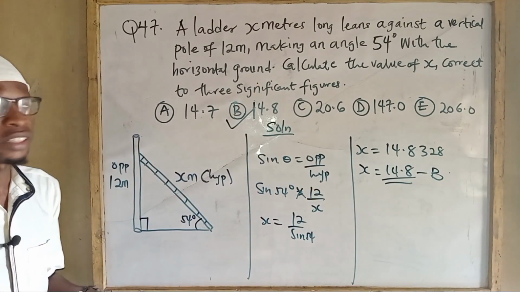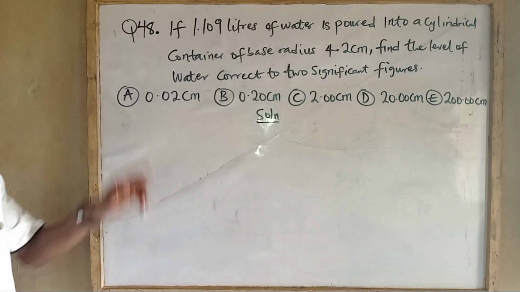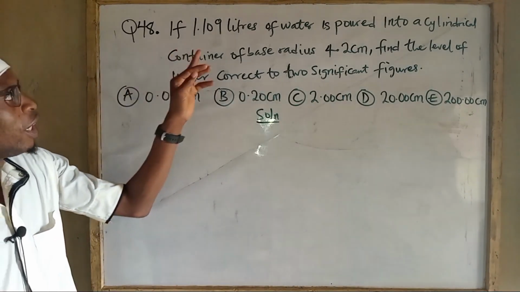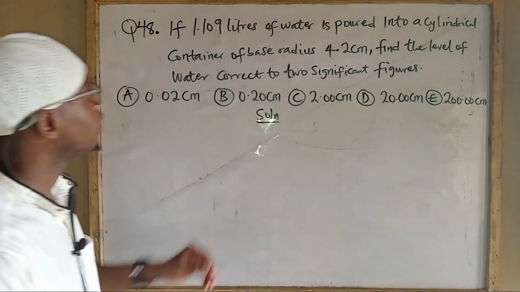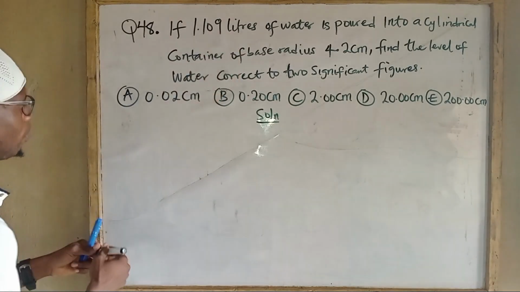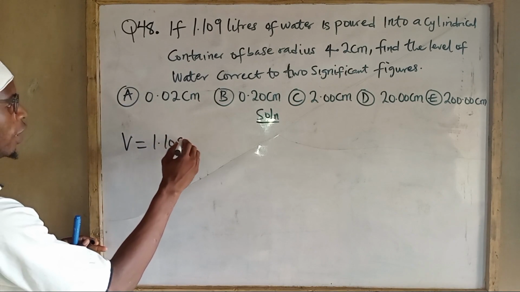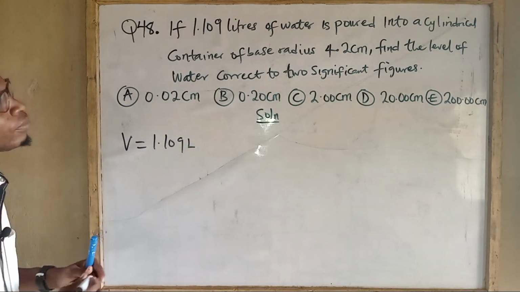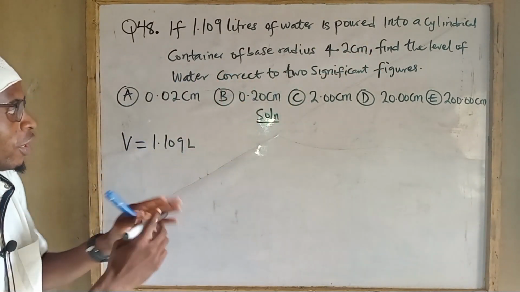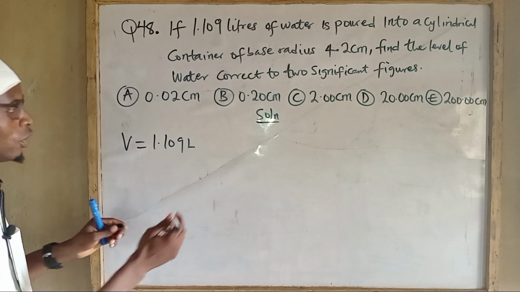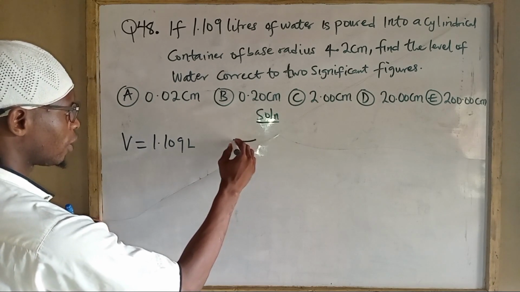So I believe that is clear. So let's move to question 48. Question 48 says, if 1.109 liters of water is poured into a cylindrical container. Now, this means volume. Volume is equal to 1.109 liters. Is poured into a cylindrical container. We know the container now is in the form of a cylinder. So cylinder is like this. Let me just draw it. Okay, let me put it here. This is the cylinder.